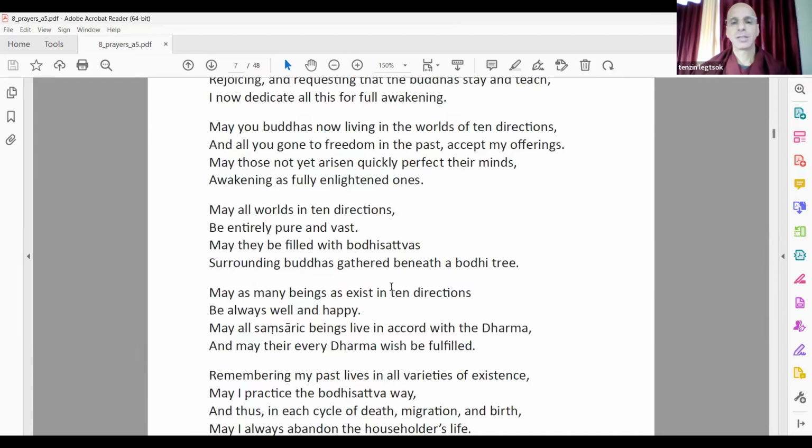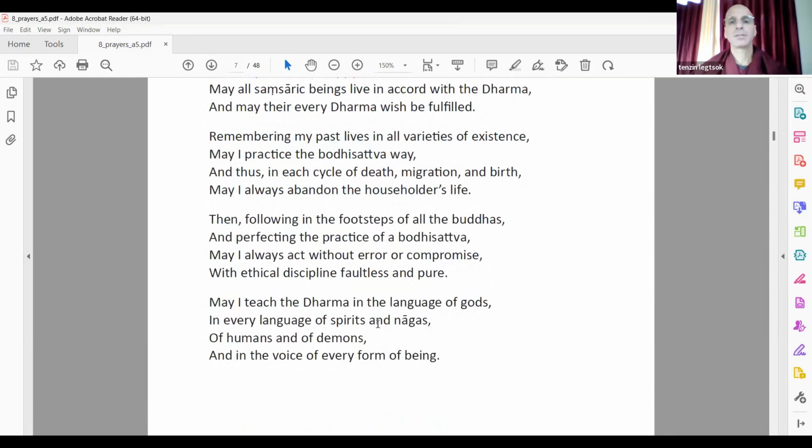May all samsaric beings live in accord with the Dharma, and may their every Dharma wish be fulfilled. Remembering my past lives and all varieties of existence, may I practice the Bodhisattva way, and thus in each cycle of death, migration, and birth, may I always abandon the householder's life. Then following in the footsteps of all the Buddhas and perfecting the practice of a Bodhisattva, may I always act without error or compromise, with ethical discipline, faultless and pure.